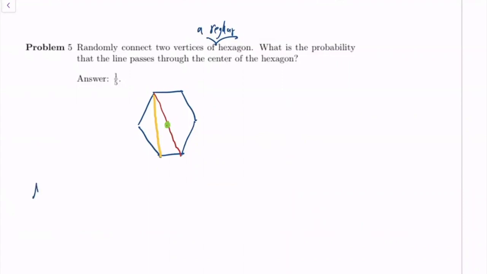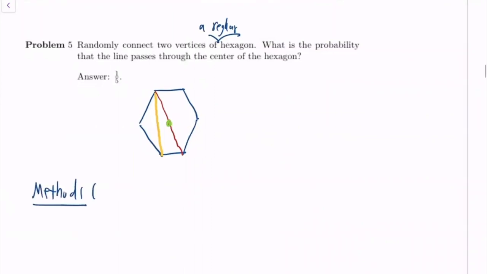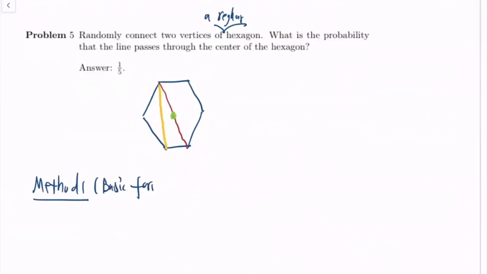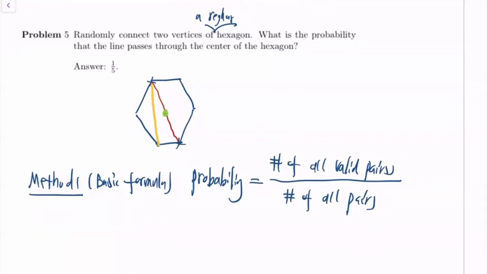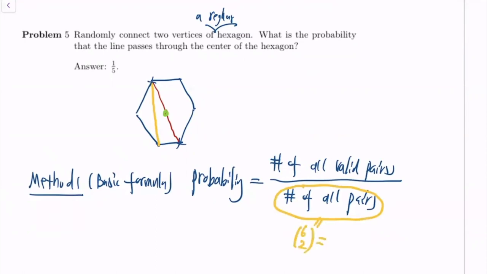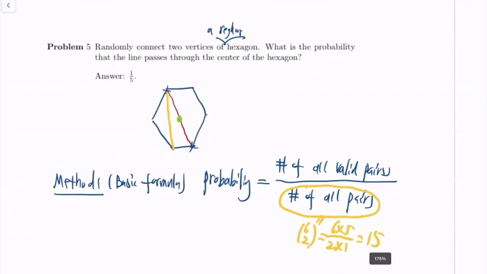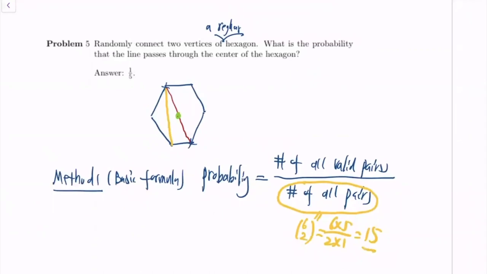Now for this, we can use method 1. We can just use the definition, the basic formula. The probability equals the number of all valid, desired pairs over the number of all pairs. Because we're looking for a pair of vertices, and you have 6 vertices, from 6 you choose 2. So 6 choose 2 gives 15. Or you can just count one by one, and you also get 15.